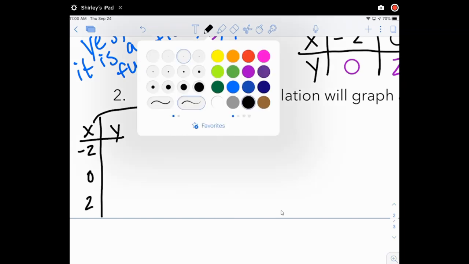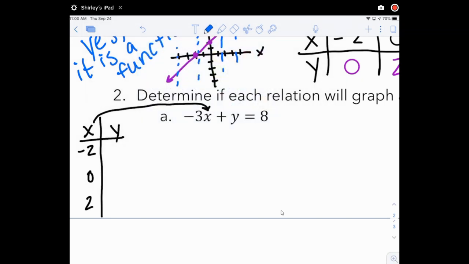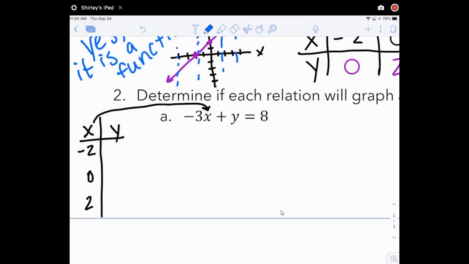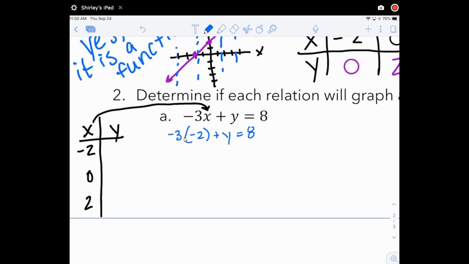This one is a little bit more challenging just in the work that we have to do. So I'm going to be very careful here. My first step, I'm just going to plug in. So I get -3, and then I'm going to input my -2. And then I can see that this says plus y is equal to 8. So you may want to remember solving equations here. So orders of operation, think through that first. I can complete my multiplication here. -3 times -2 is 6.